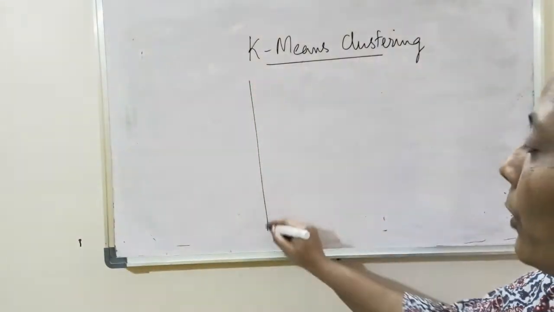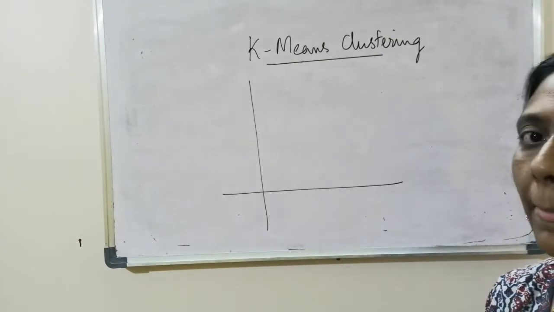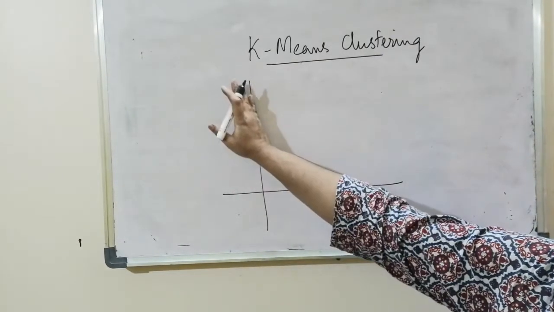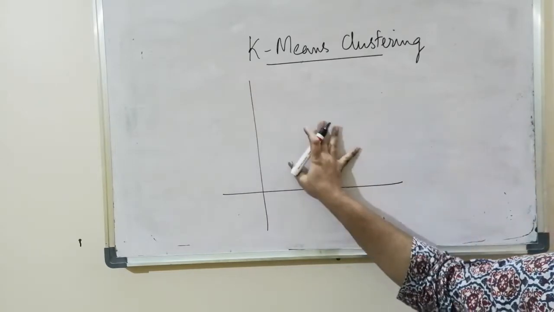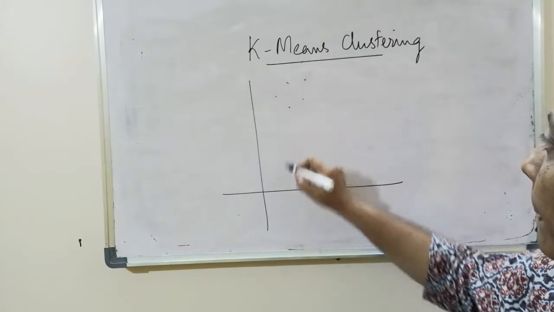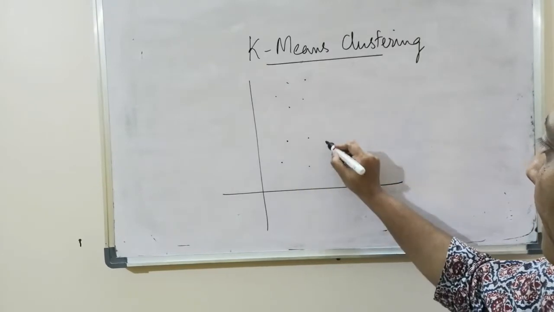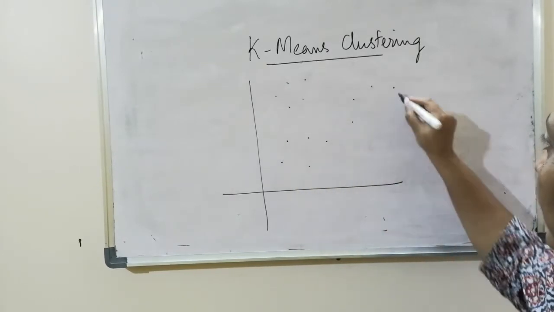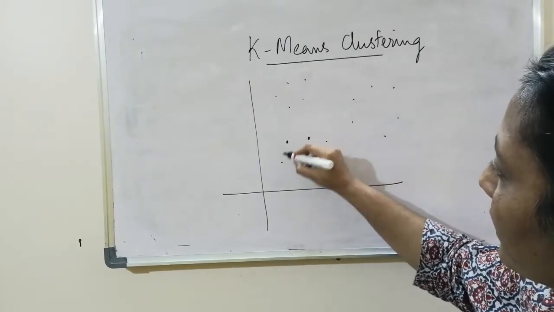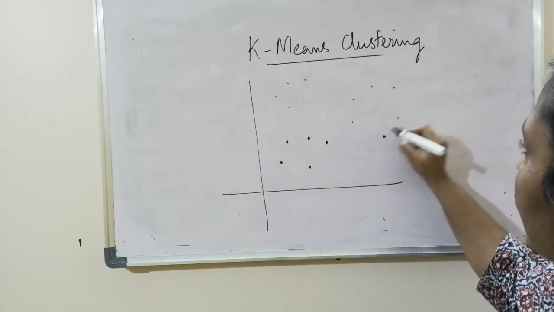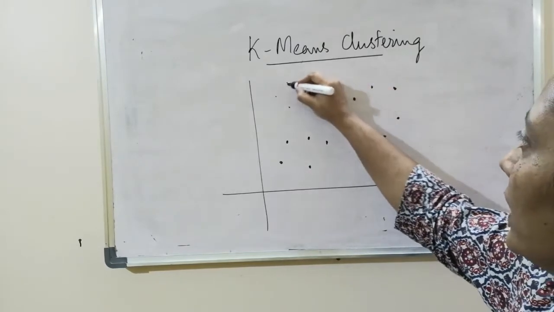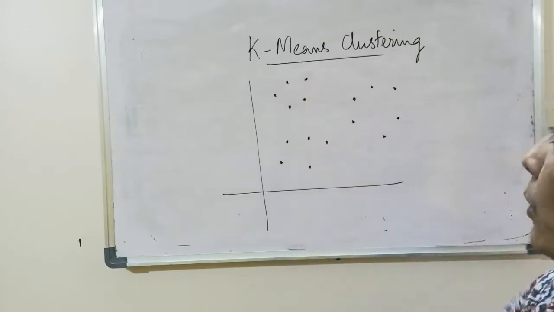Now we have a population here. The population is based on two variables, one along the x-axis and another along the y-axis. We are going to plot some points, and that is known as the population. Say for example, I have plotted 1, 2, 3, 4, 5, 6, 7, 8, 9, 10, 11, 12, 13, 14, 15, 16 points here.